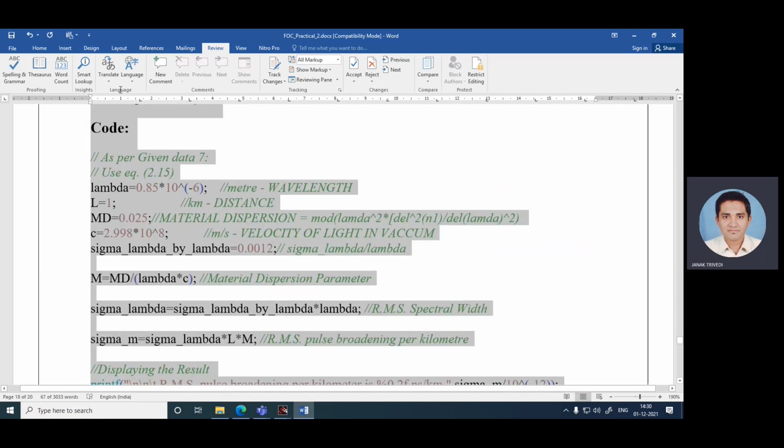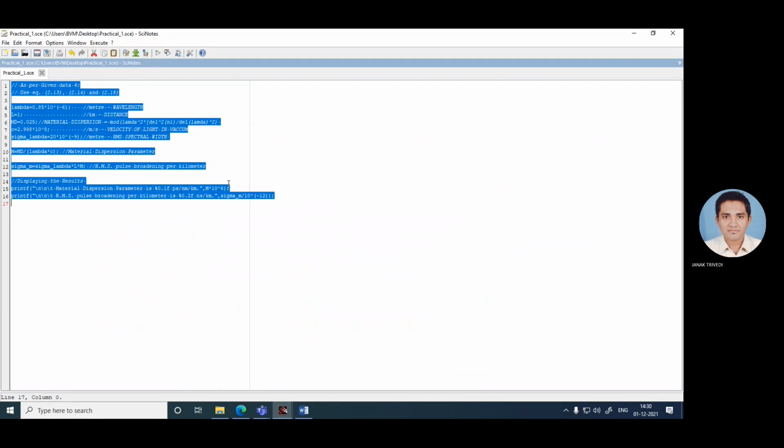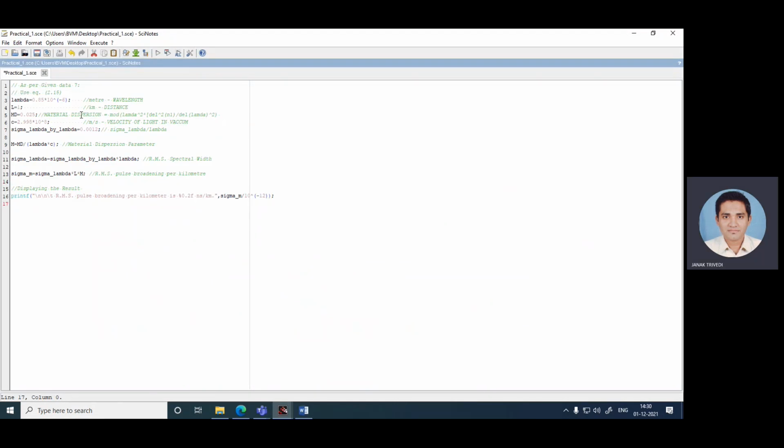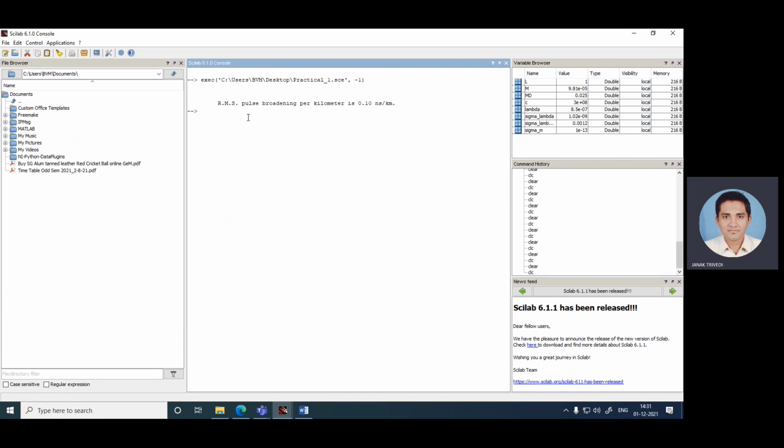So let's run this program in Scilab. The program is as we discussed, and we have just checked whether there is any error or not. So save and execute this program. Okay, so the RMS pulse broadening per kilometer is 0.10 nanosecond per kilometer.